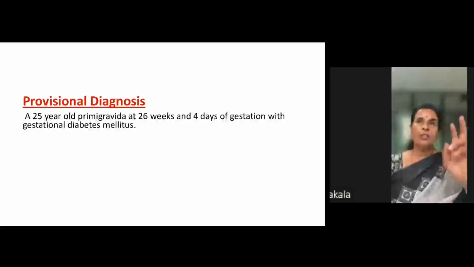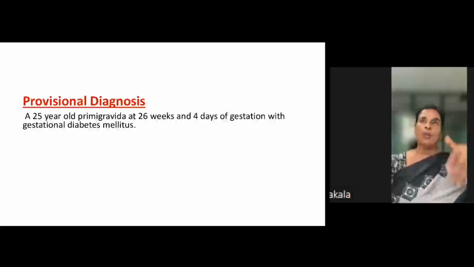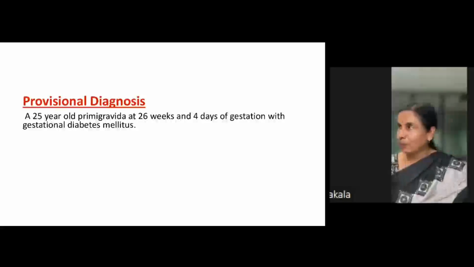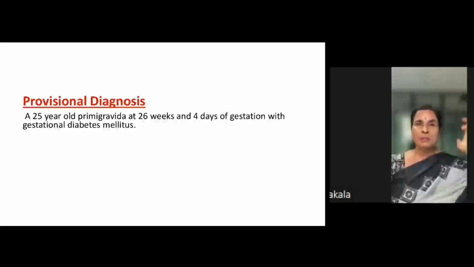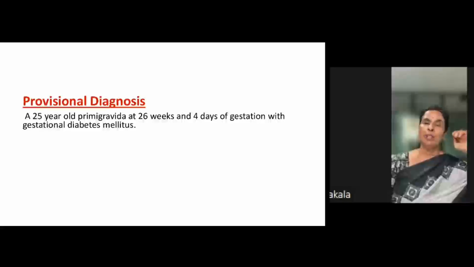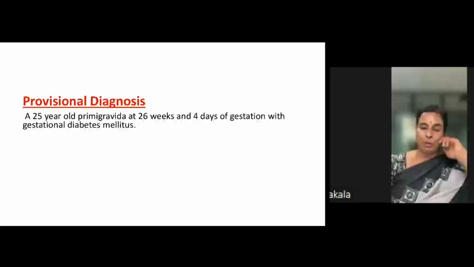So there are two theories which contribute to this. One is Pedersen's hypothesis. The other is Barker's hypothesis, that is, the origin of chronic disease of adult life lies in the intrauterine environment. If a baby is born to GDM mothers, in intrauterine life they are exposed to high blood sugars, and they are more prone to the development of GDM. So both Barker's hypothesis as well as Pedersen's hypothesis contribute to this.